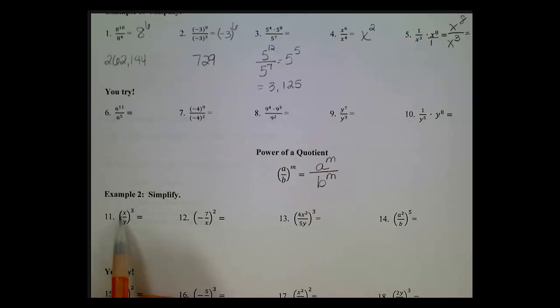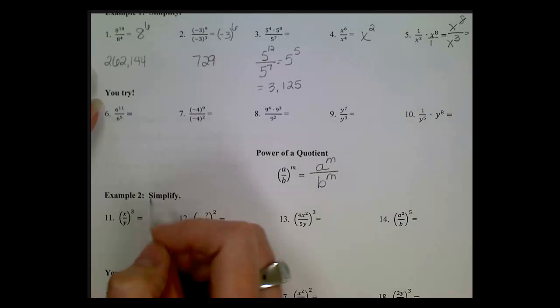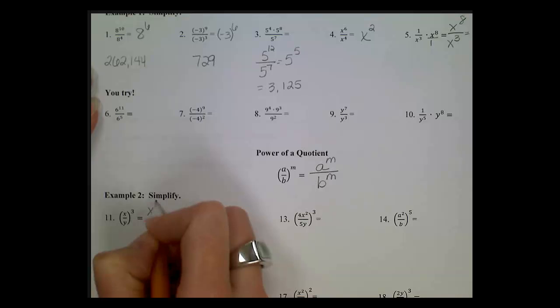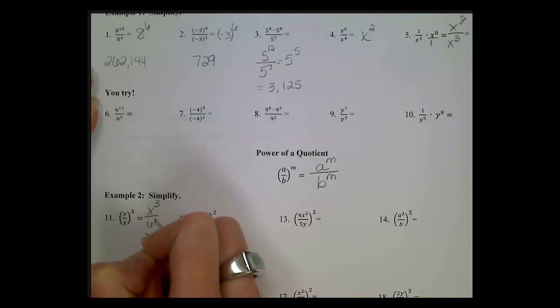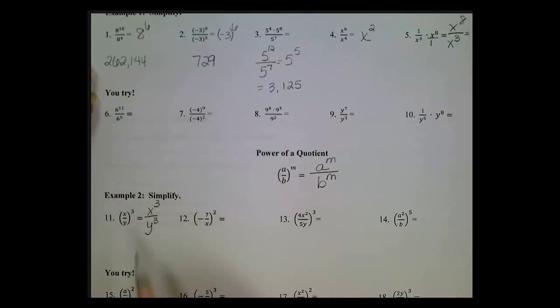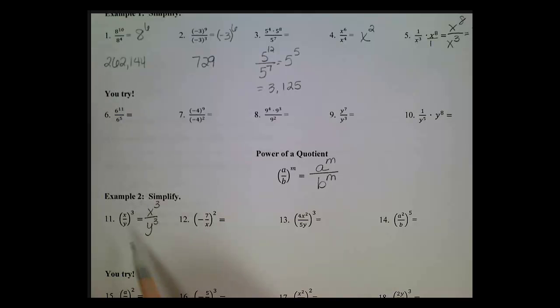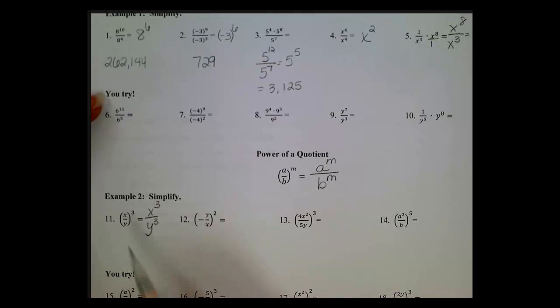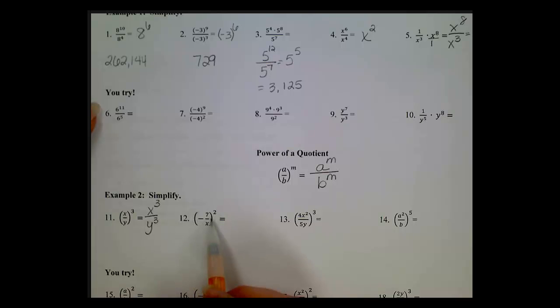So number 11, we have x over y raised to the 3rd power. So everything inside the parentheses is going to get cubed. So the x is going to get cubed and the y is going to get cubed. And here we can't simplify any further because the bases are different. We have different variables, so we're just going to leave that. That's our final answer. Our next problem, we have negative 7 over x squared.